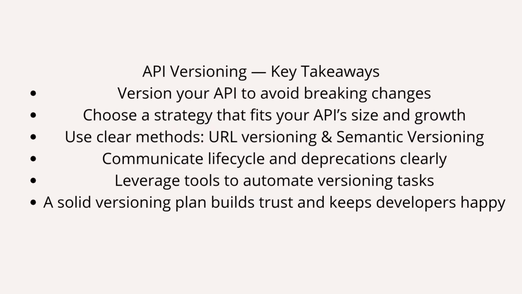To wrap up, version your API to protect your users from breaking changes. Choose a strategy that fits your API size and growth. Use clear versioning methods like URL path versioning and semantic versioning. Communicate lifecycle and deprecations clearly. Leverage tools to automate versioning tasks. A well-designed versioning plan builds trust, keeps developers happy, and helps your API thrive.